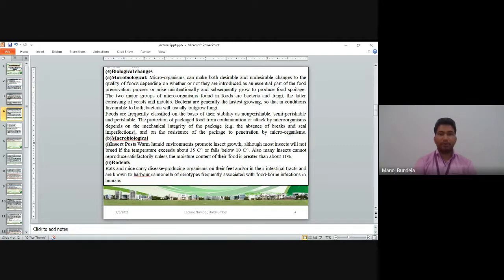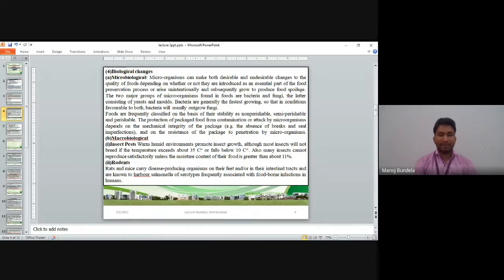Second one is macrobiological factors. In macrobiological, there are two types. One is insect pests. A warm and humid environment promotes insect growth, although most insects will not breed if the temperature rises above 35 degrees centigrade or falls below 10 degrees centigrade. Means maximum insect pests are active in the 10 to 35 degrees centigrade temperature range. Also, many insects cannot reproduce satisfactorily unless the moisture content of their food is greater than 11%.